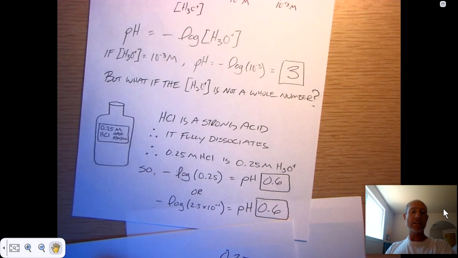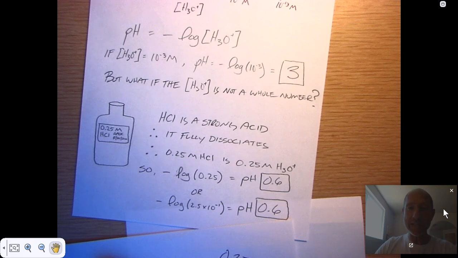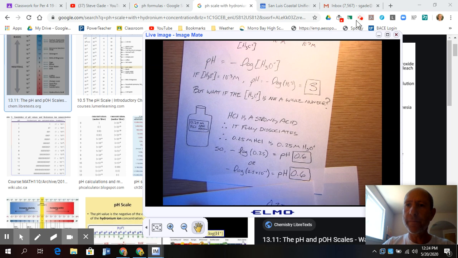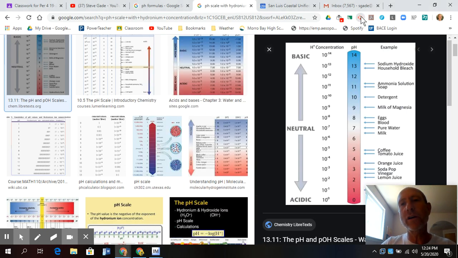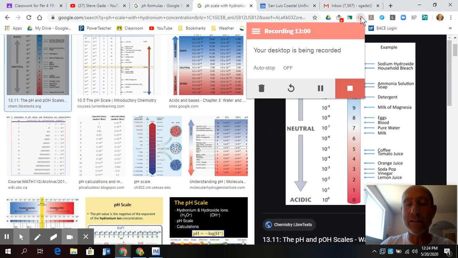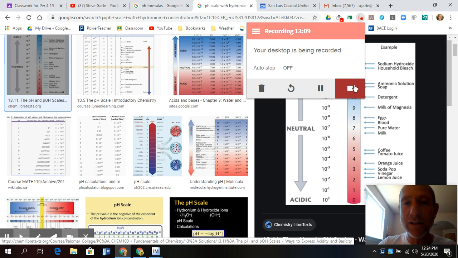So I'm going to give you guys some practice problems with that. Just remember that if we're talking about a strong acid, and you know the concentration of the strong acid, then you also know the concentration of hydronium, because they're the same thing. The concentration of a strong acid solution is equal to the hydronium ion concentration of the solution, and vice versa. So remember that when you're doing those practice problems, friends.